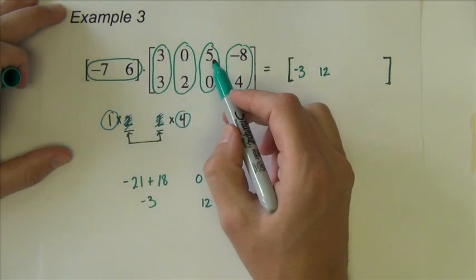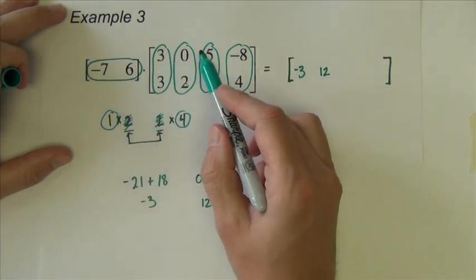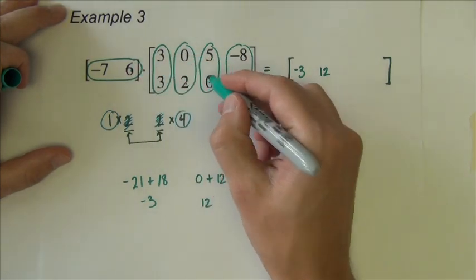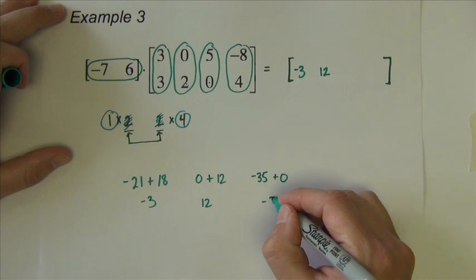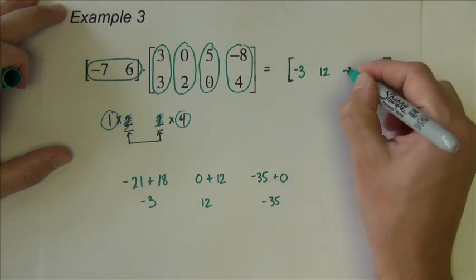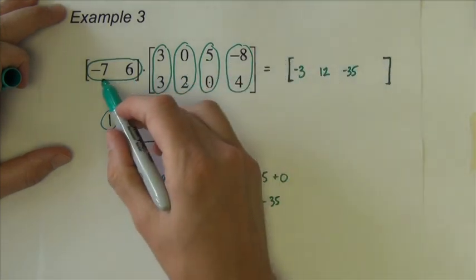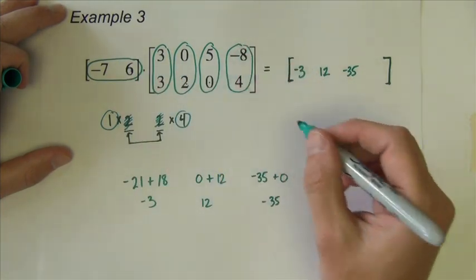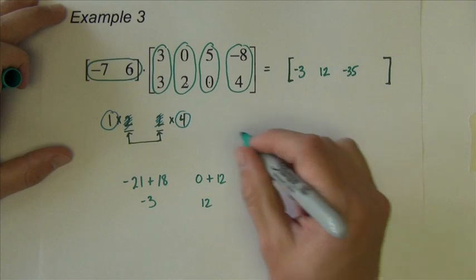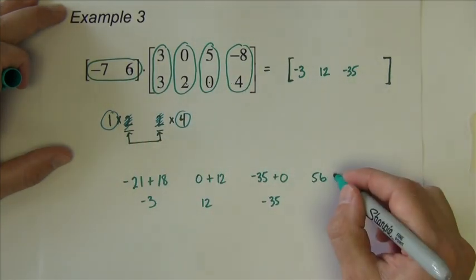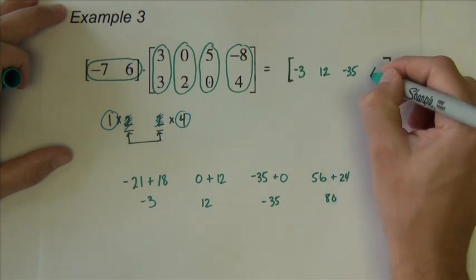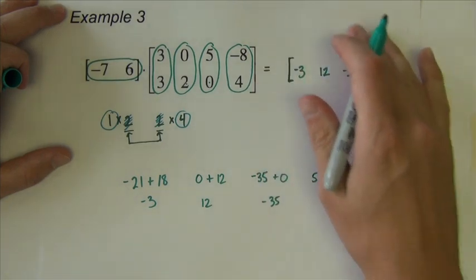Okay, now this row times the third column. -7 and 5 are -35. 6 and 0 are 0, so that's -35. And now I need my row times the last column. -7 and -8 are 56. 6 and 4 are 24. Those add to give 80. There's my product.